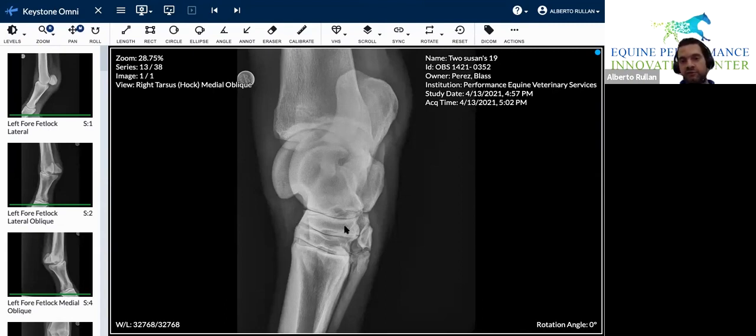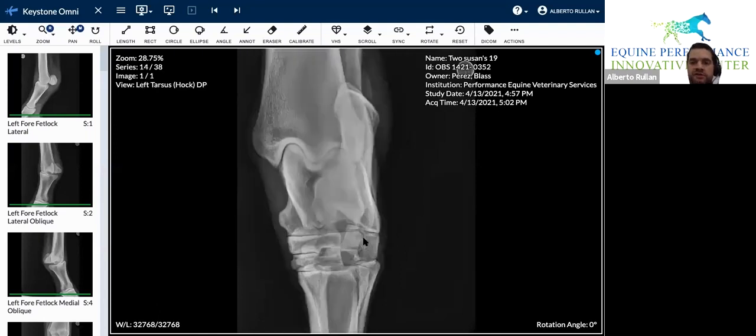You evaluate the joint space in all these joints. Tarsometatarsal joint, where you're going to see spurs around here. This is the medial splint bone. All right, and the second tarsal bone. And that is that view.